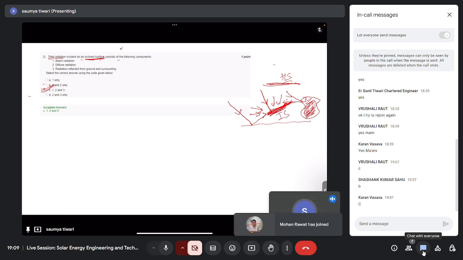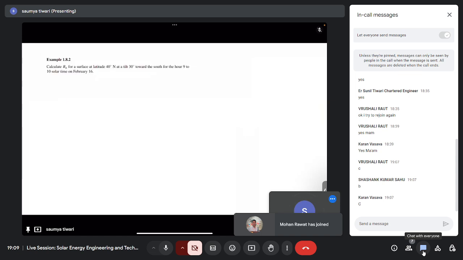Now, the next question is a numerical problem. Calculate RB for a surface at a latitude of 40° north at a tilt of 30° toward the south for the hour 9 to 10 solar time on February 16th. You can look back into the formula that has been given in the lecture and try to solve this numerical problem.